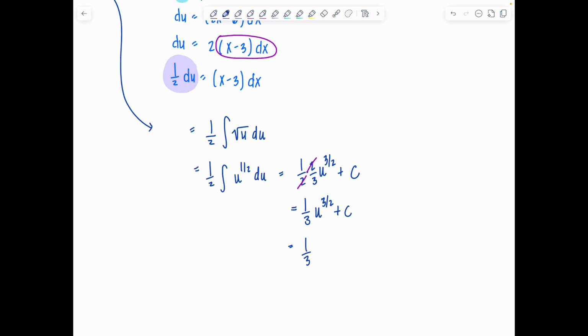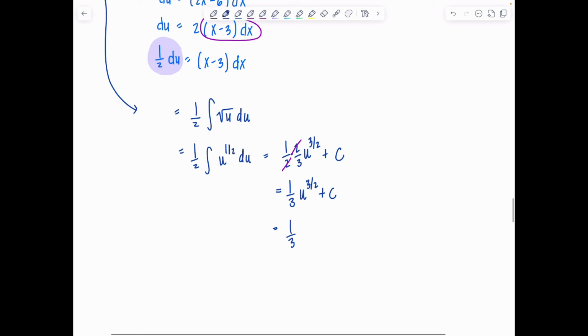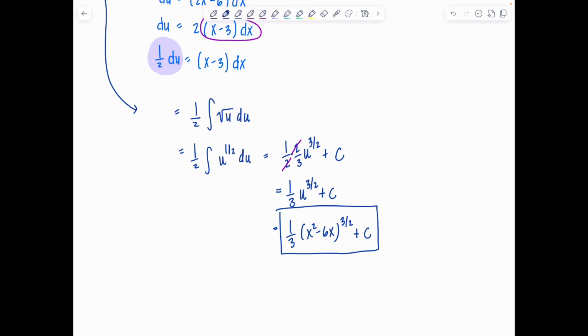1/3. Who was u originally? Right here, x squared minus 6x. So 1/3 times x squared minus 6x to the 3/2 plus c. Fabulous, you guys. Well done.